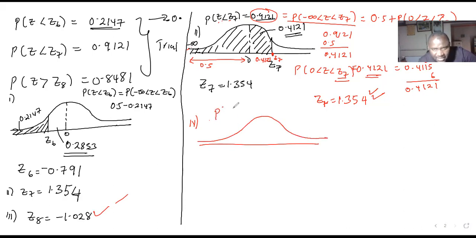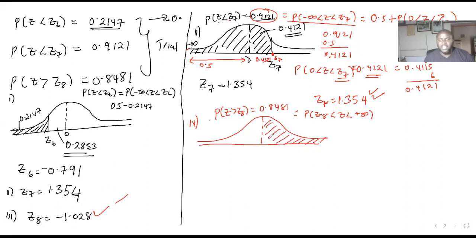Probability of Z greater than Z8 is equal to 0.8481. It is a positive, greater than a half, meaning it is from where Z8 is less than Z less than positive infinity. So you are going to shade from positive infinity. Because the probability is greater than a half, the whole of the positive side is going to be shaded. Then we borrow an extra space on the left-hand side, which is where we have Z8. So this is 0.5. Then this side is going to be 0.3481.